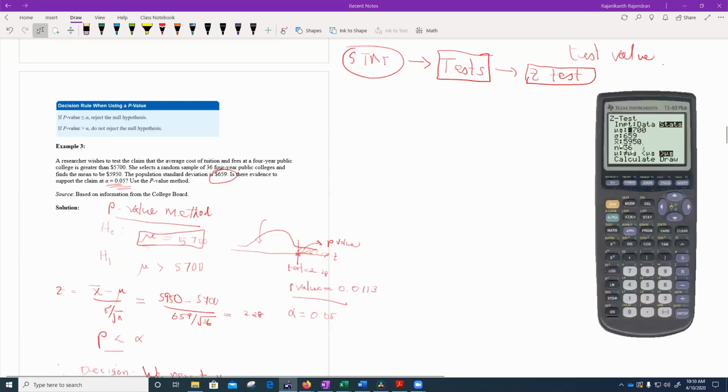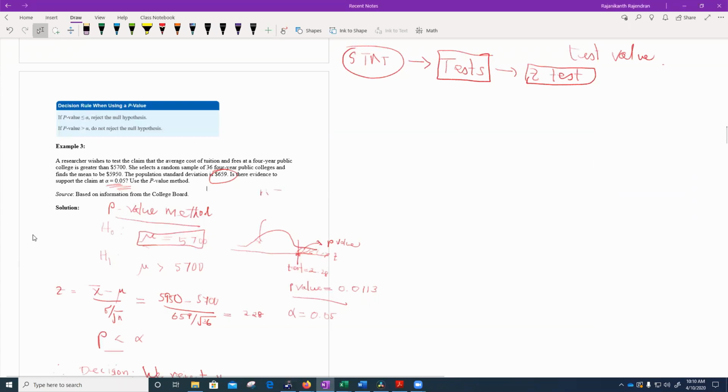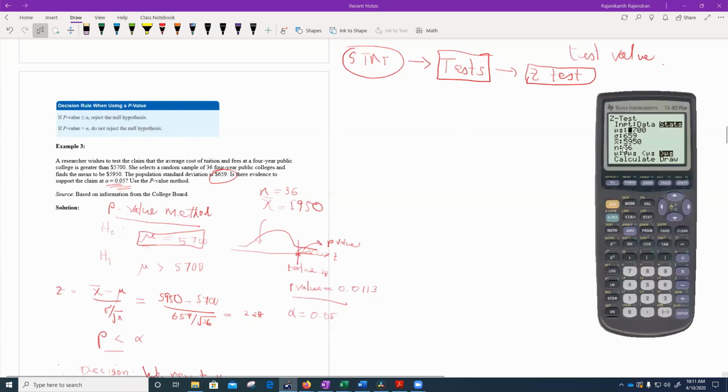Then x bar is my sample mean. It is also given, you remember, there are 36 of them. My sample size is 36, and my x bar is 5950. So plugging those two values here, and the little n is 36, my sample size.